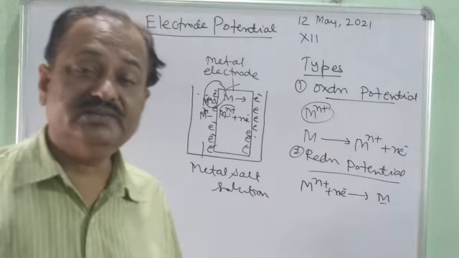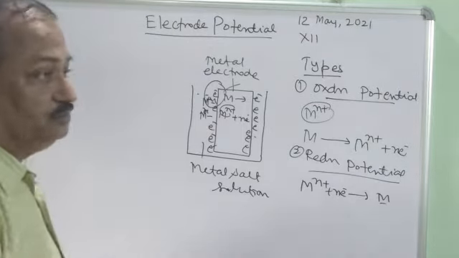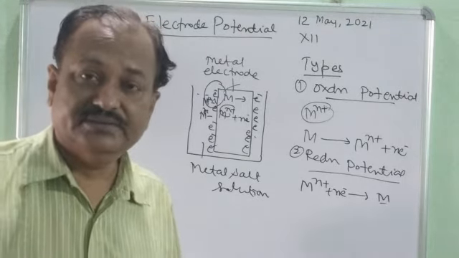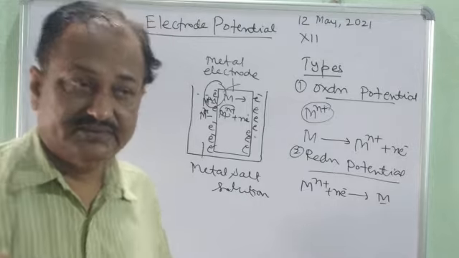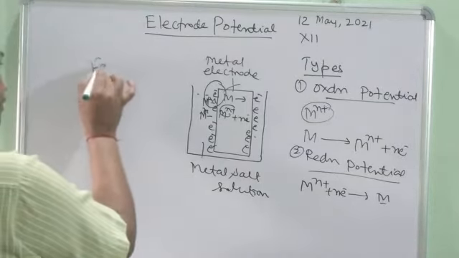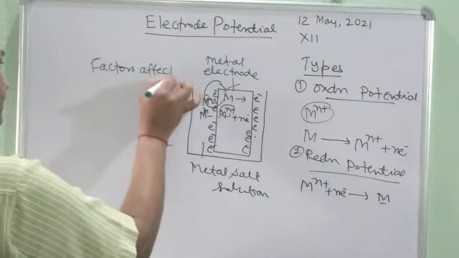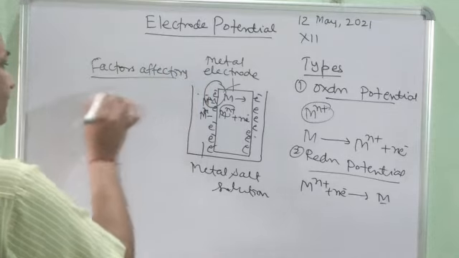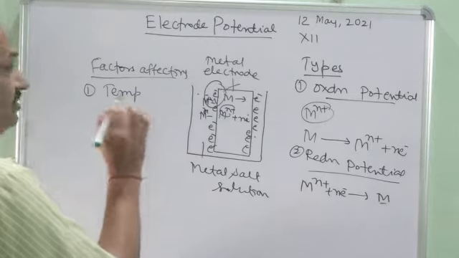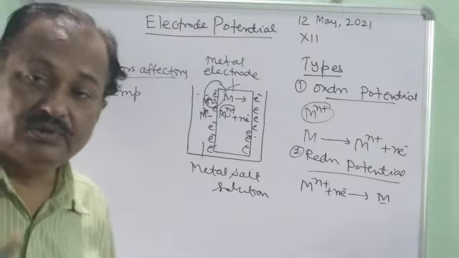Now electrode potential is a very important point. We are able to know about the reactivity and how it is affected under different conditions. I will now discuss the factors affecting electrode potential. What are the factors affecting it? First is the temperature of the solution. Temperature of the solution is one of the factors.